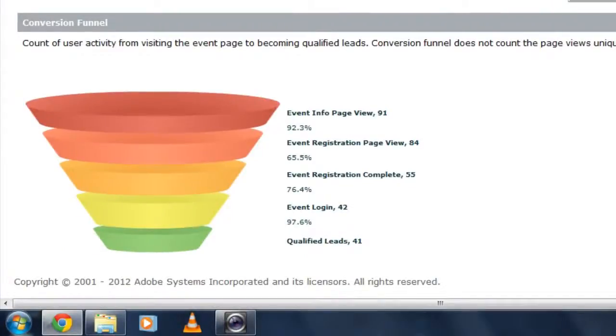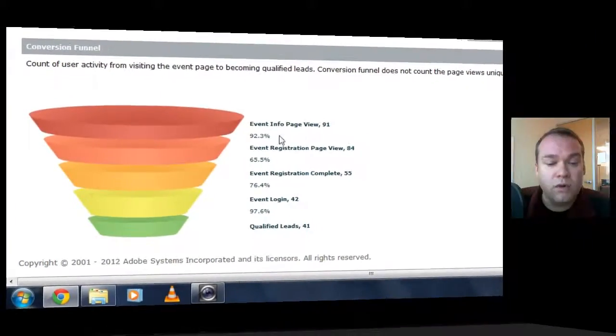And this conversion funnel helps me look at the overall life cycle of my complete event. So how many people came and looked at my event information page, the microsite that I set up for my event? I can see that 91 people came and were looking at my information page. Of those, 84 of them, or 92.3%, actually clicked on the registration page. They were interested in registering. Of those, 55 actually finished the registration. So about a 65% completion rate for that registration.